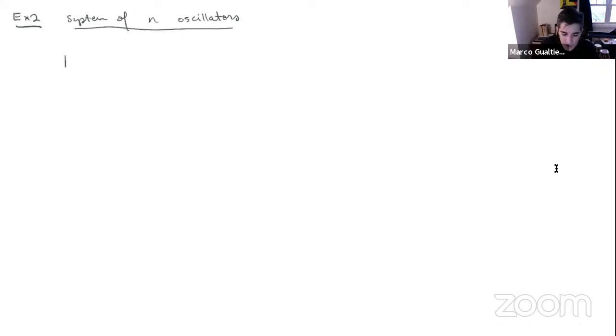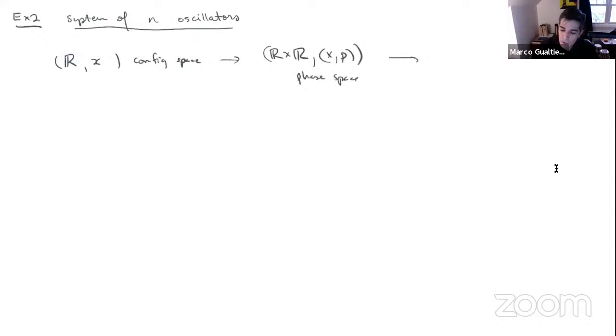So we studied a system which was given by a configuration space R with a phase space R cross R, x and p, phase space. And we also provide this function, which is 1/2 (p squared plus x squared). That Hamiltonian defines the motion of the simple harmonic oscillator in one dimension.